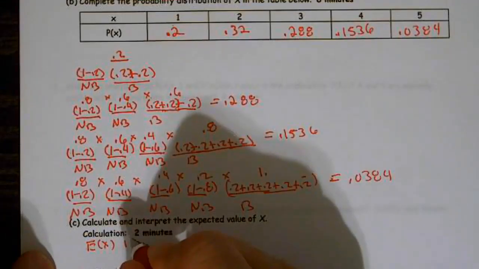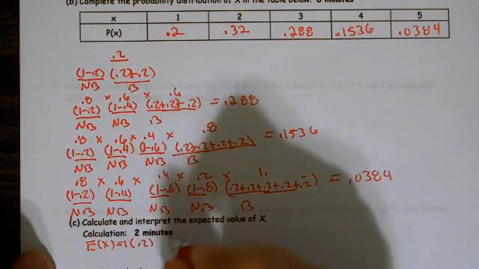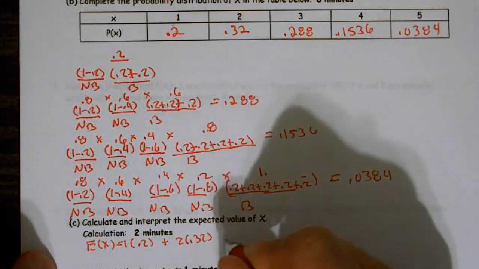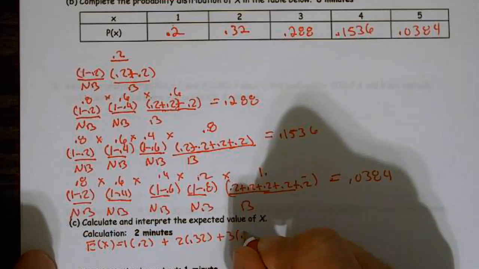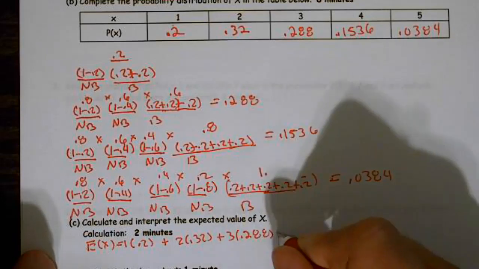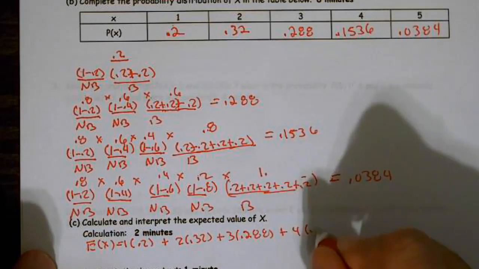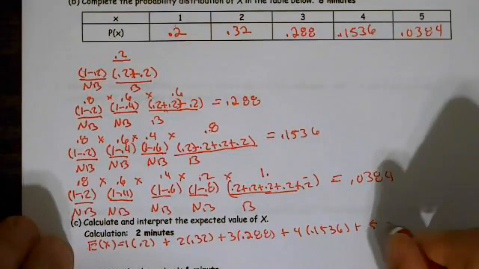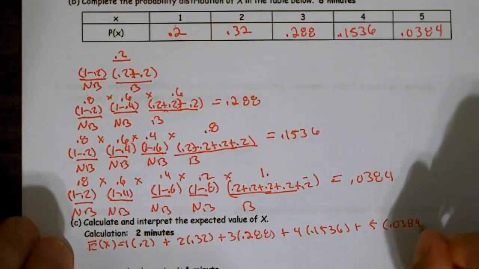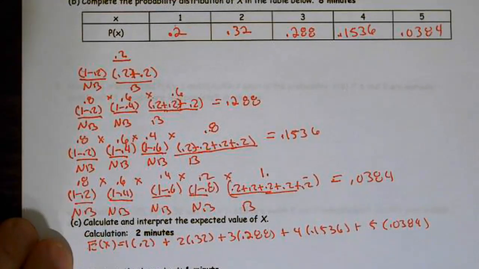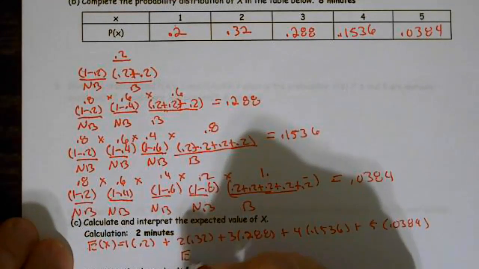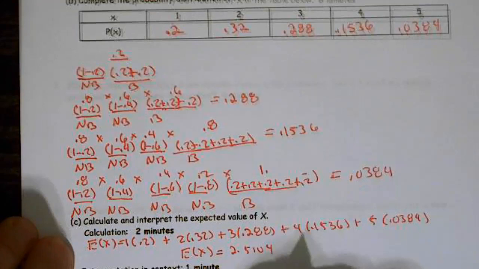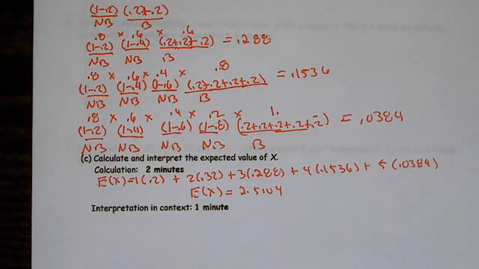The expected value equals 1 times 0.2 plus 2 times 0.32 plus 3 times 0.288 plus 4 times 0.1536 plus 5 times 0.0384. All right. And when I do that, I end up getting an expected value of 2.5104.